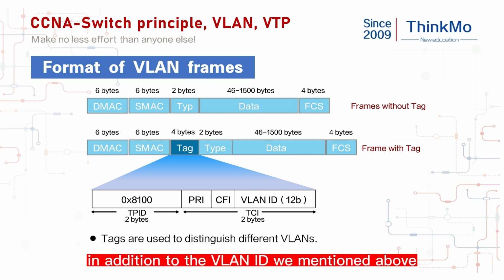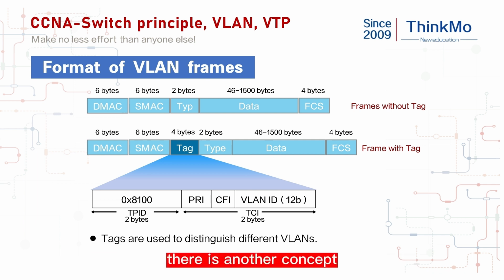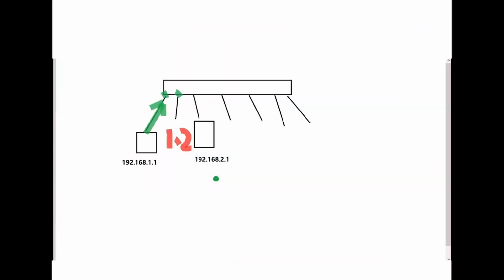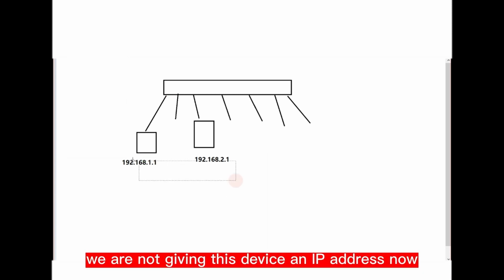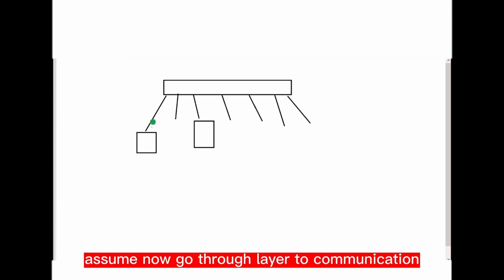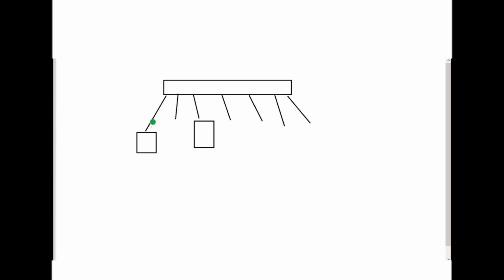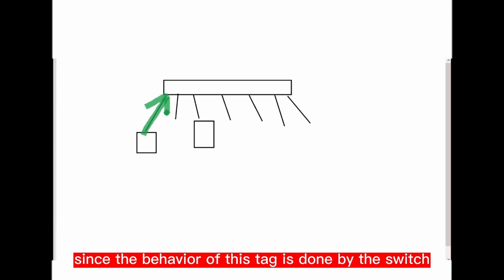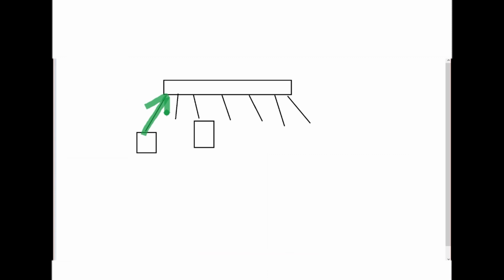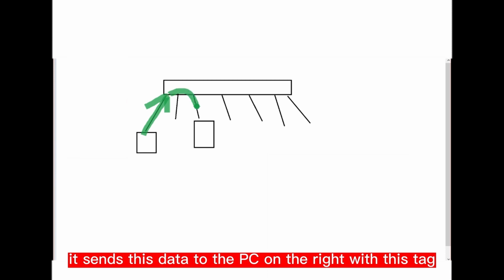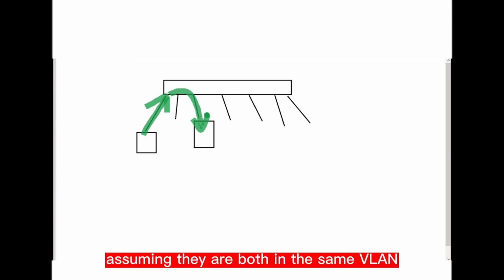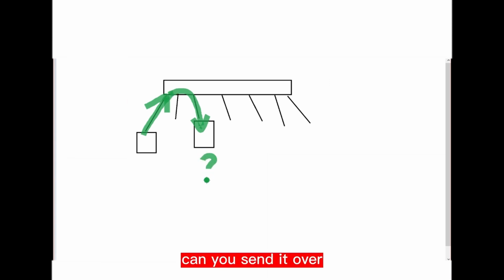In addition to the VLAN ID we mentioned above, there is another concept: link type. Let's go back to this picture. For example, we are not giving these devices IP addresses now, regardless of network segments. Assume they communicate through layer 2. The data arrives at the switch here. Since the tag is added by the switch, think about it: it sends this data to the PC on the right with this tag, assuming they are both in the same VLAN. Can it be sent over? This is not allowed.